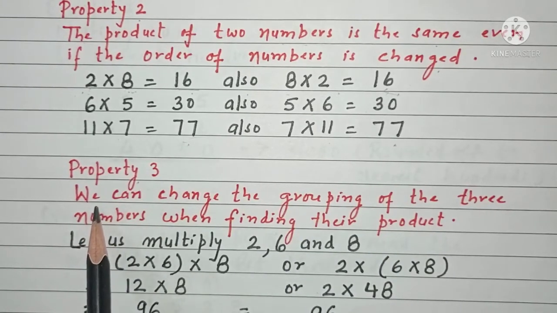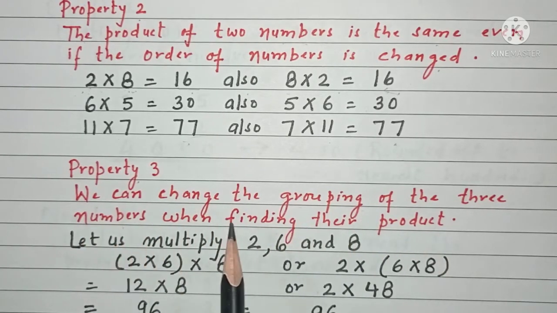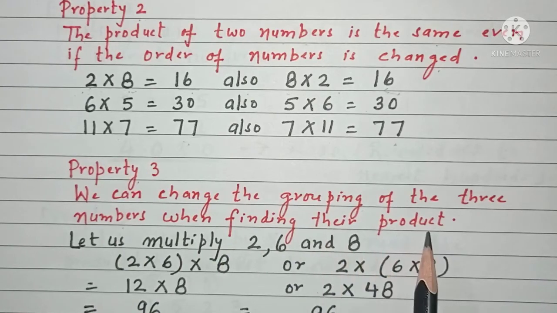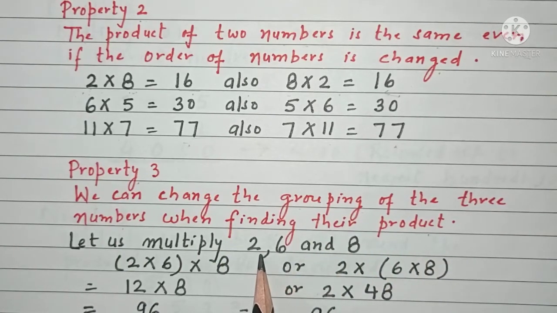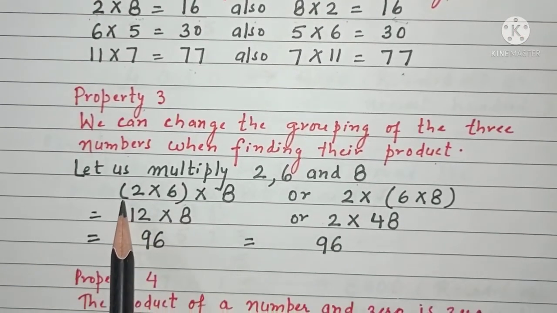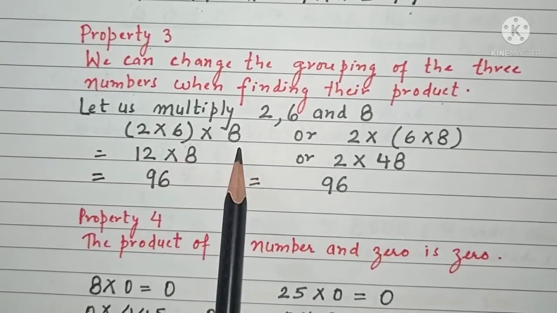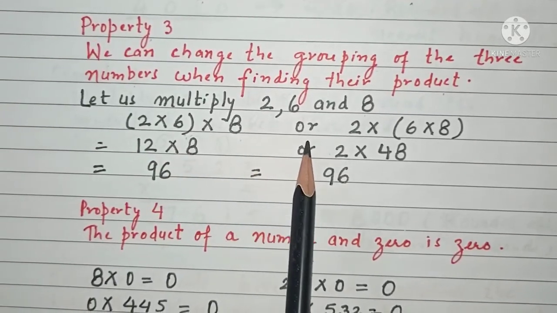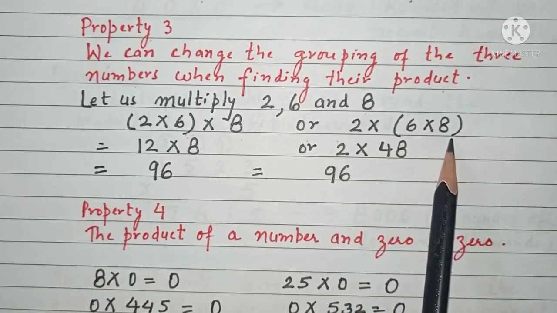Now, moving on to the third property of multiplication. As per this property, we can change the grouping of the three numbers when finding their product. Let us multiply the three numbers which are 2, 6 and 8. When we need to multiply three numbers, we group any two numbers. For example, here we have grouped 2 and 6. That is, 2 and 6 are in one group and 8 is in the other group.